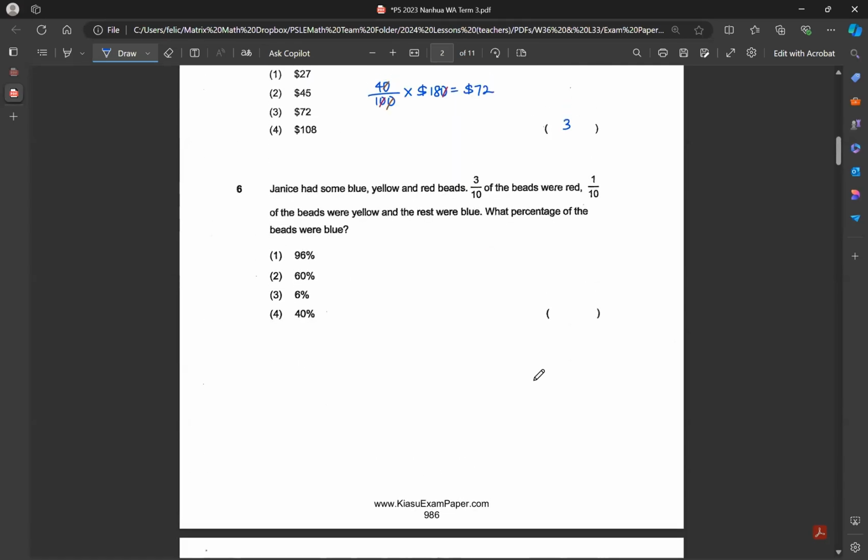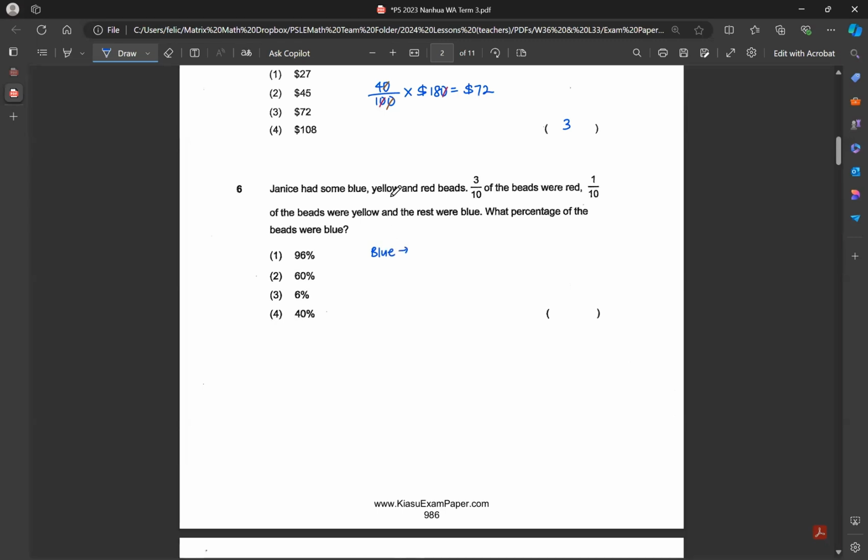Okay, question 6. Janice had some blue, yellow, and red beads. 3 over 10 of the beads were red. You see again, the words "of the beads" mean 10 is the total beads. 1 over 10 of the beads were yellow and the rest were blue. So same thing, of the beads. Okay, the same 10, these two tens are the same total beads at first. What percentage of the beads were blue? All right, so since they give us these two fractions, we are going to find out what is the blue fraction first. Okay, let's work that out first.